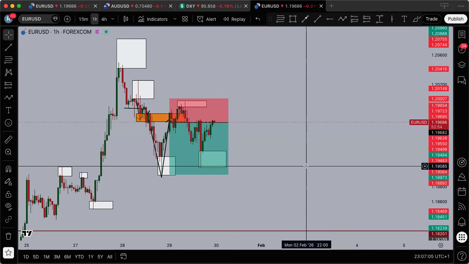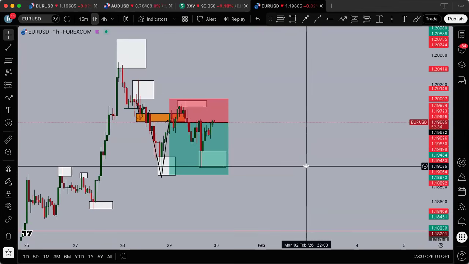But guys, I'm not going to tell you to trade like this. I personally don't trade like this. I'm just trying to tell you guys how it looks.